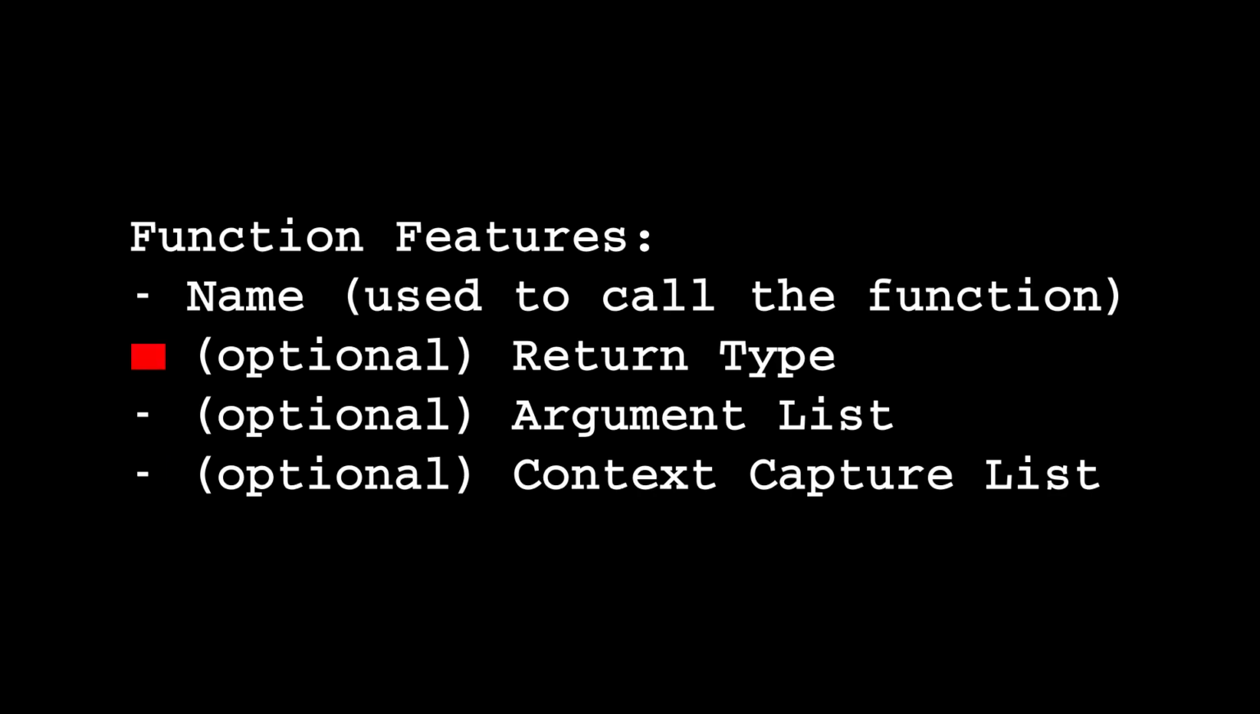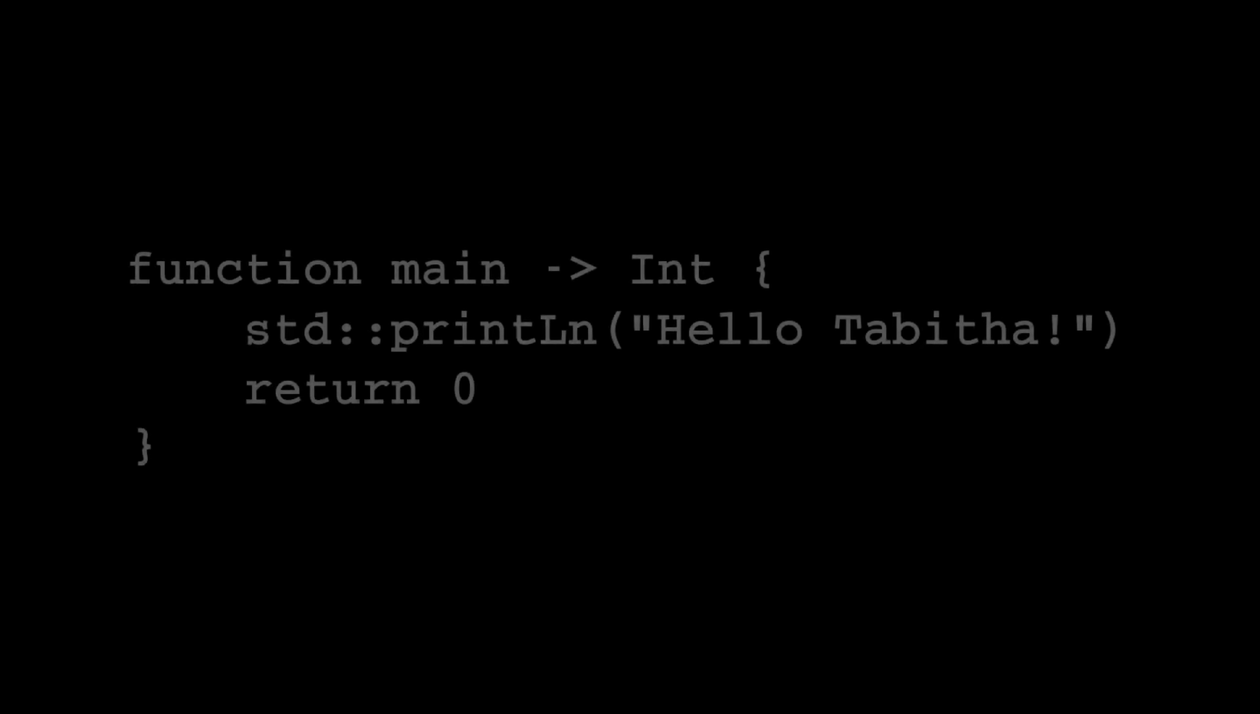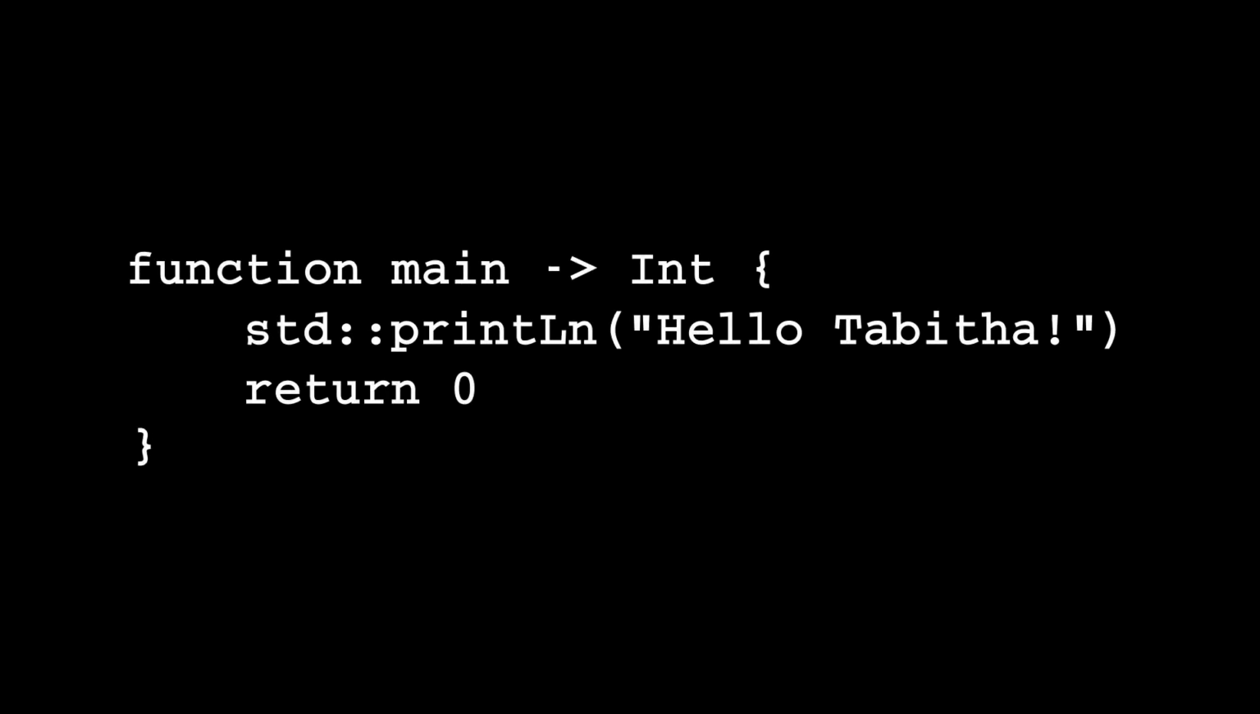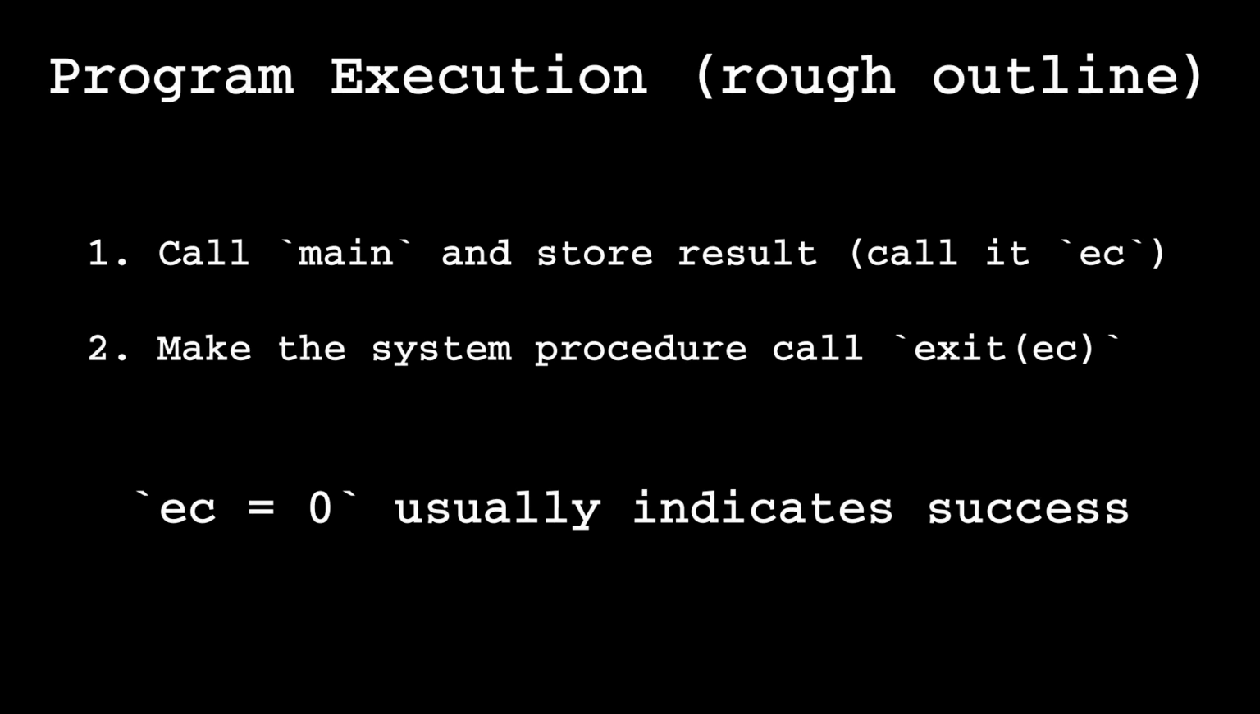The return type is the data type of the value the function gives to the procedure that called it. We have already seen an example of this in the main function of our test program. When the program starts, the main function is called. The value returned from the main function is then passed to the system's exit procedure. This value is called an exit code and is used to indicate whether or not a program has run successfully or not. C programmers in particular should be very familiar with this concept.